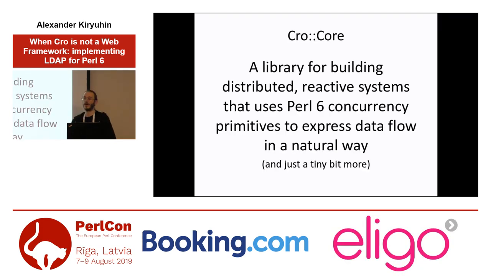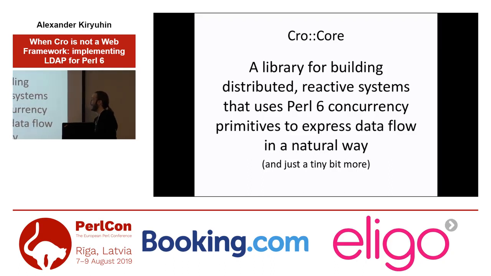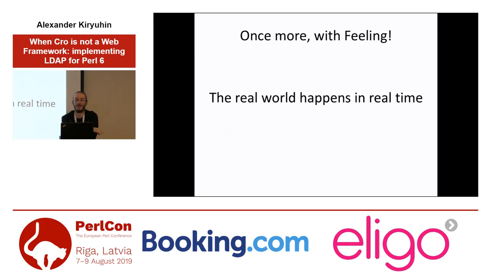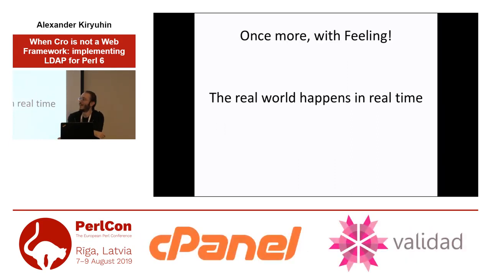So, firstly about Cro core, it is basically the main part. Of course, it is a core, and it is a library for building distributed reactive systems that uses Perl 6 concurrency primitives to express data flow in a natural way. And it does a teeny bit more. Okay, and it is very interesting, but for people who don't really follow that, it is okay, it is normal, it is fine, and now we will do it once more and with some feeling.